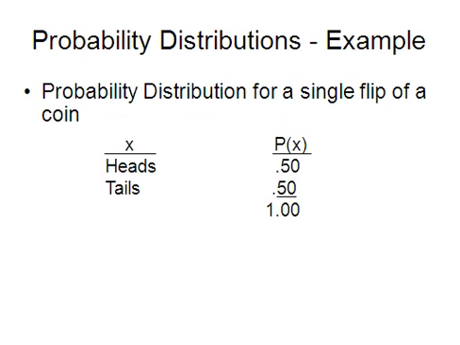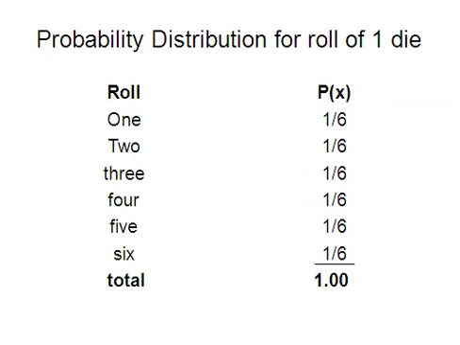Here's an example of a probability distribution for a single flip of a coin. A single flip of a coin could result in heads or tails. The probability of heads is 50%, the probability of tails is 50%, and the sum of the probabilities of all the events of a probability distribution has to add up to 1.